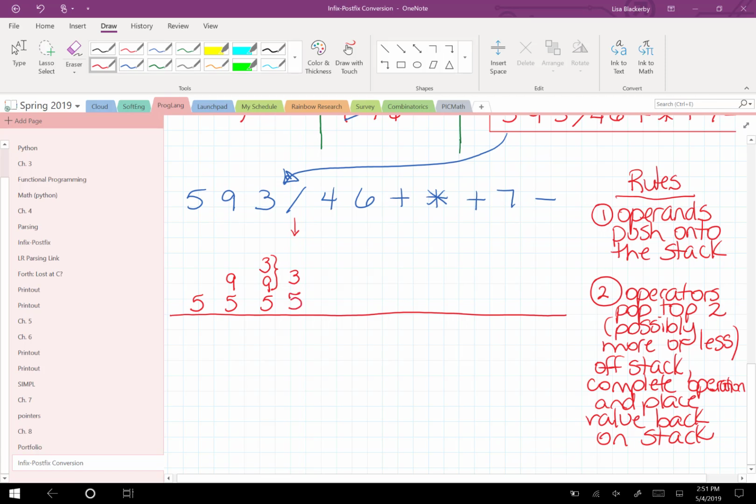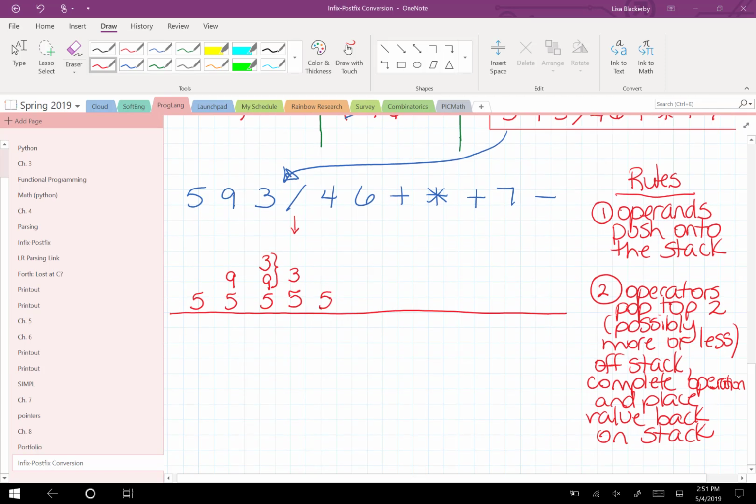Okay, so now I continue, and I have 5, 3, 4, 6. Now I have this plus symbol, so I take the top two off the stack and add them together, and I get 10, 3. Now I have a multiplication symbol. I'm going to multiply those two, so I get 30 and 5.